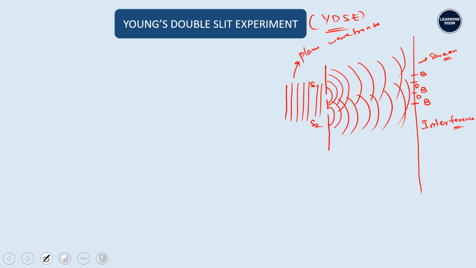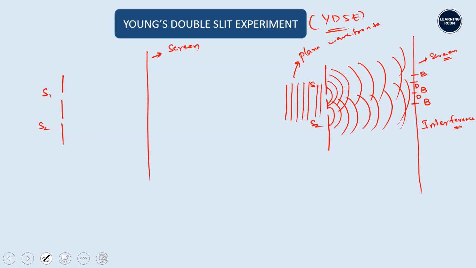Interference is just a theoretical concept. YDSE is actually an application. Okay. So if I look at this diagram, it is going to be something like this. If I have two slits S1 and S2, and I have a screen here, these wavefronts are there. We know the concept that rays are perpendicular to these wavefronts.